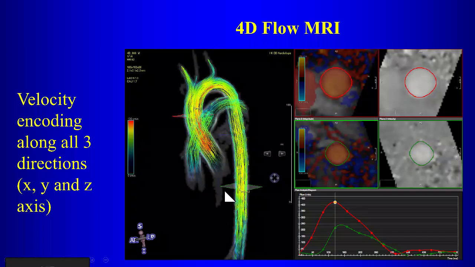When we talked about the 2D phase contrast imaging that we were doing before, we're only looking at that vessel in one particular location. But here with 4D flow, you can look at anything that is within your imaging volume, and you can measure the direction and the velocities of flow anywhere within your imaging volume, regardless of what direction of flow it is.